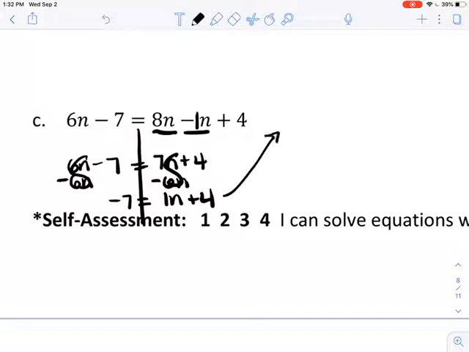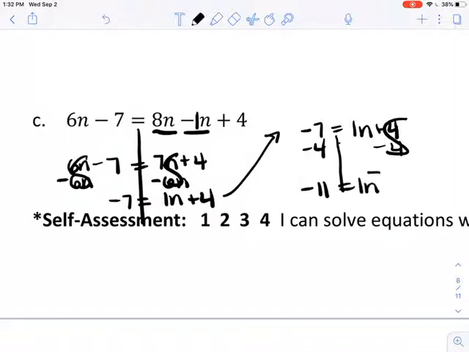Now, when we go over here, we're going to need to undo that plus 4, and the thing that undoes addition is subtraction. And I'll have negative 11 equals 1n. Or you can say n equals negative 11.